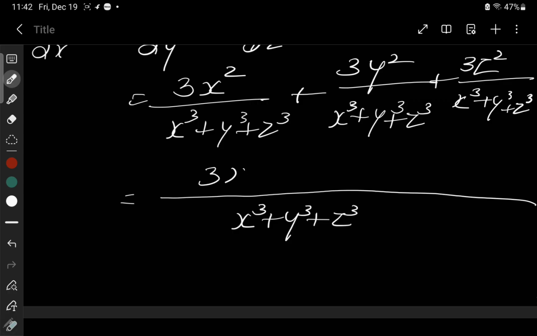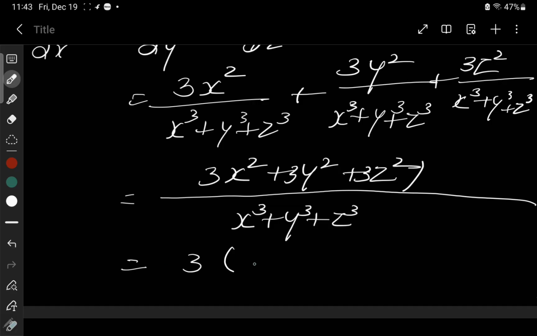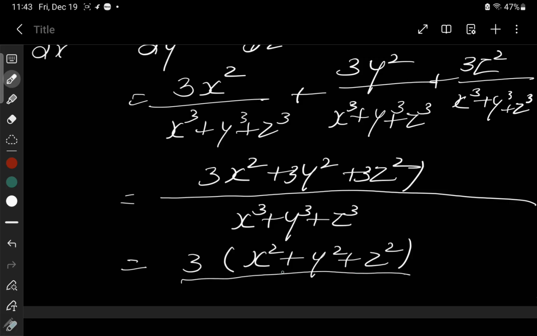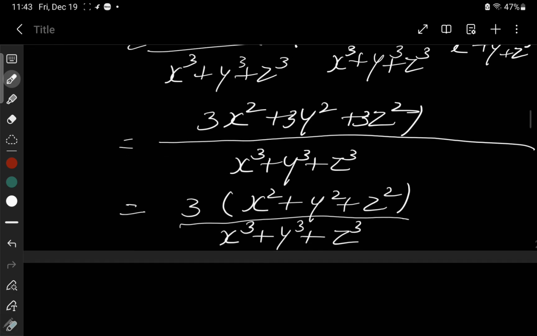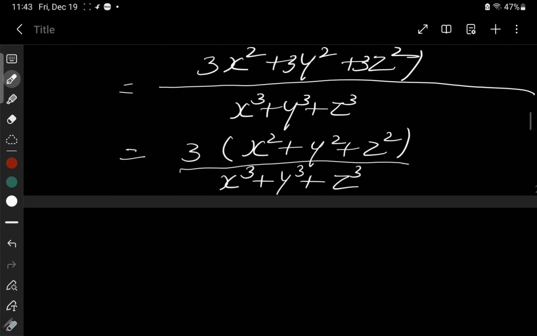So in the numerator you will get 3x square plus 3y square plus 3z square. Take 3 as common here. So 3 times x squared plus y square plus z square divided by x cube plus y cube plus z cube. This is the answer. Come to the fifth sum.